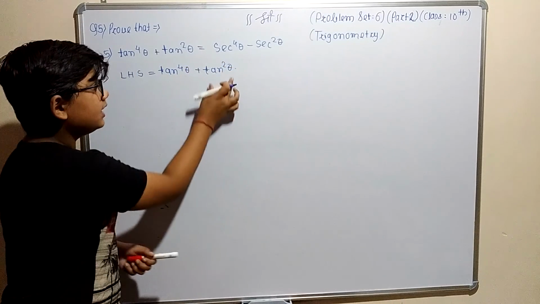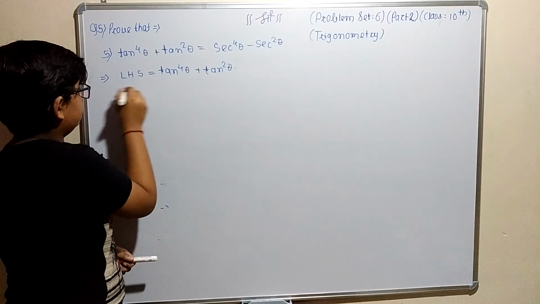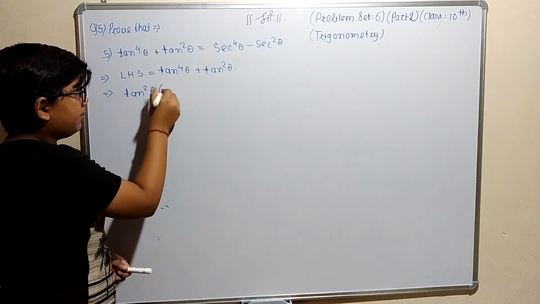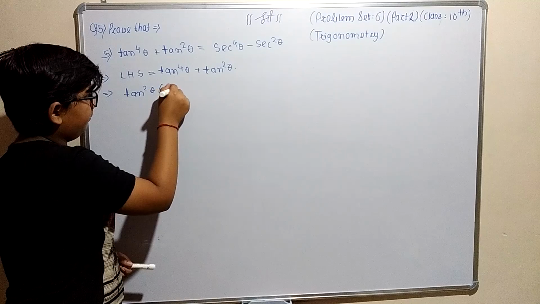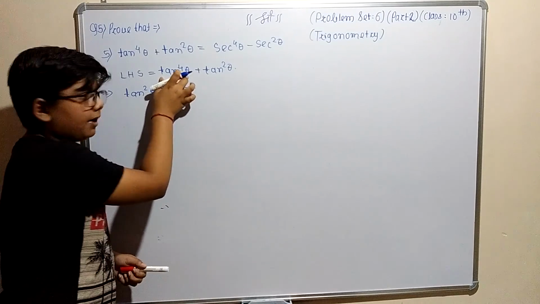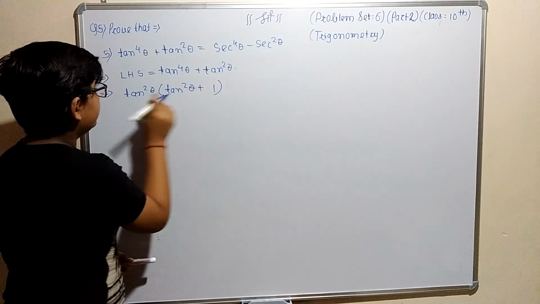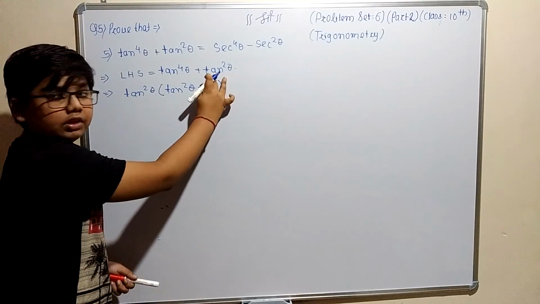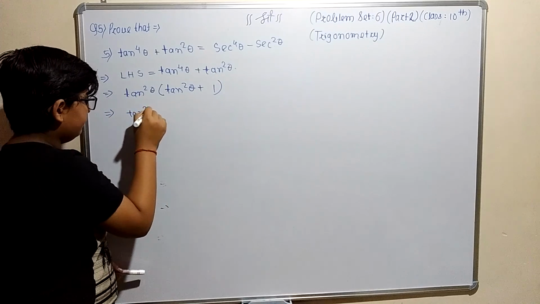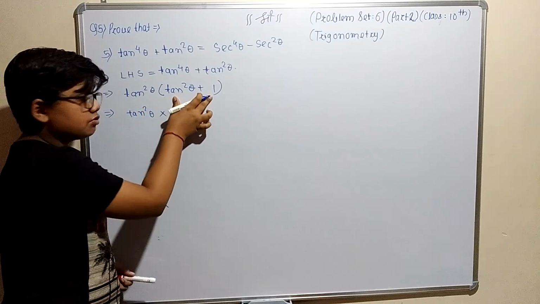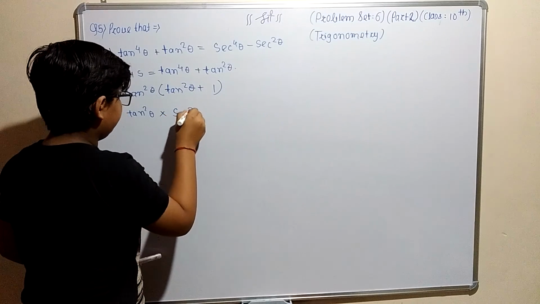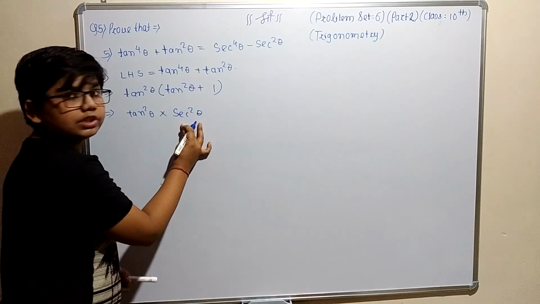When we factorize it, tan square theta will come outside. So we will do that same thing. Tan square theta will come outside multiplied by tan square theta, so that we will get this first term, that is tan square theta plus 1. So tan square theta into 1 will be tan square theta. Now tan square theta plus 1, or 1 plus tan square theta, is sec square theta. So tan square theta into sec square theta.